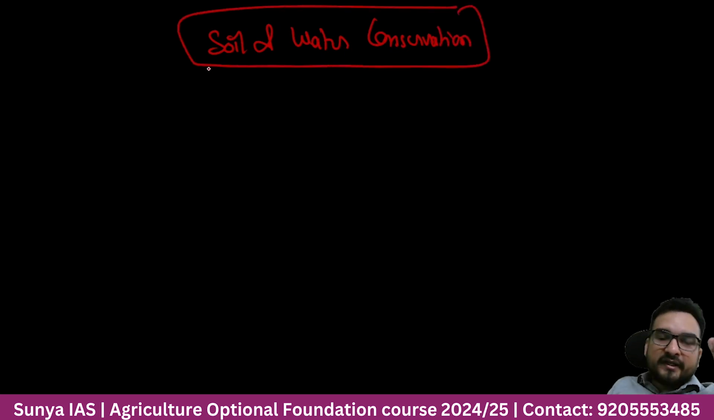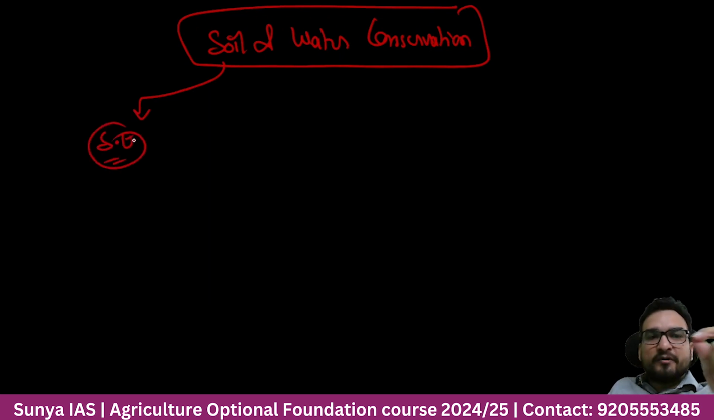Now you know that soil is depleting very fast in India. So here you have to understand why it is depleting, because a major reason is soil erosion. Then you have to understand how I will conserve soil, right? Second, you know that India is a monsoon country.